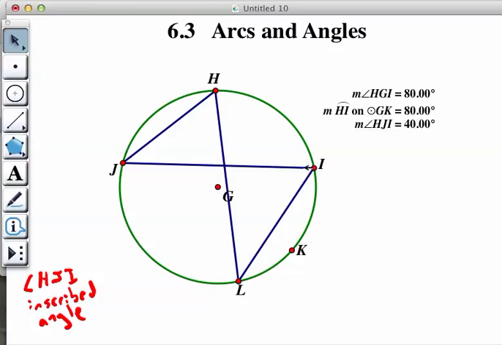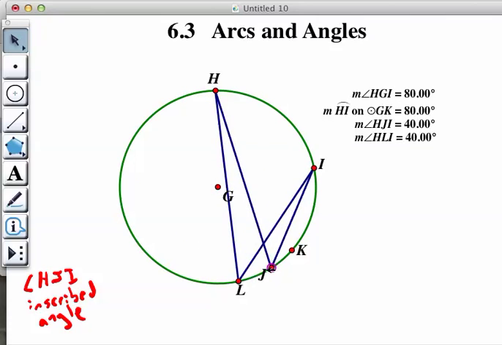And I can conclude that anytime two or more inscribed angles that intercept the same arc are going to be congruent. Let's double check really quick. If I measure angle HLI, it is 40 degrees. So any inscribed angle that intercepts the same arc will be congruent to another angle intercepting the same arc.